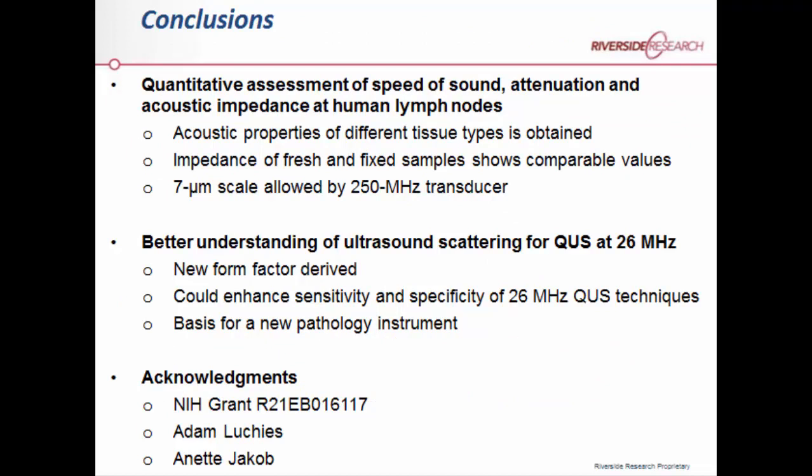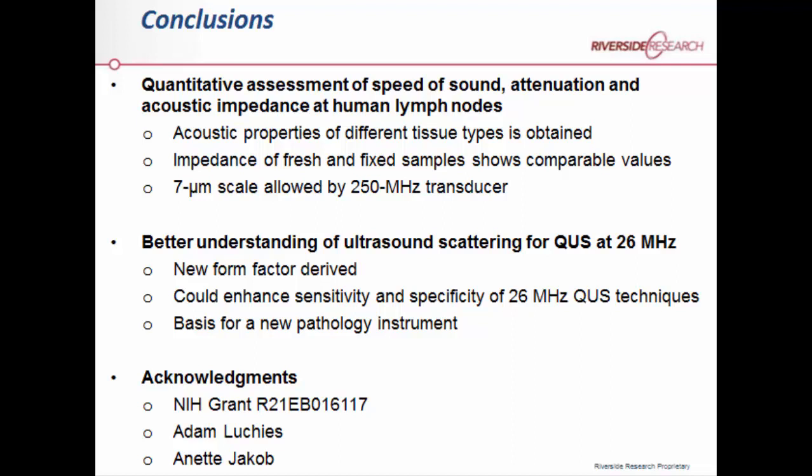So we can really measure the acoustic properties of lymph node. We can do the speed of sound, the attenuation, the acoustic impedance. We can do the acoustic impedance even of fresh sample using that impedance mode. And I didn't show this data, but we have a few cases where you can show that the values are comparable between fresh and fixed, except for fatty regions. We have about 7 micron resolution, and that's sufficient to look at scattering at 26 megahertz.